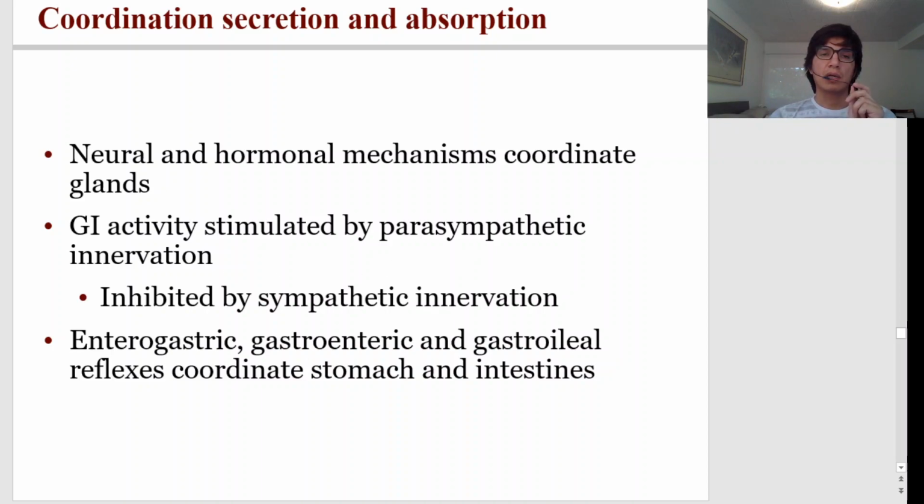So let's look at the coordination of secretion and absorption. We have the secretion of all of these enzymes that we need for digestion to occur, and we also have to coordinate the absorption in order for this to occur, so by the time they reach the absorptive surfaces of the jejunum, we have nutrients that are fairly digested.